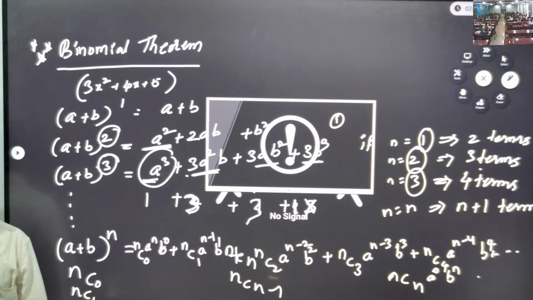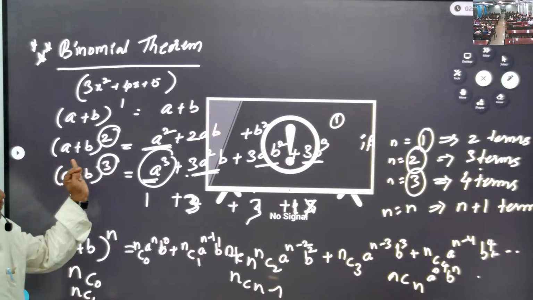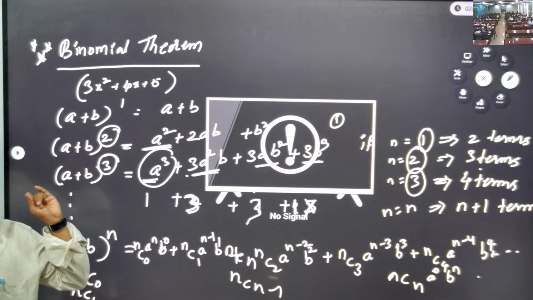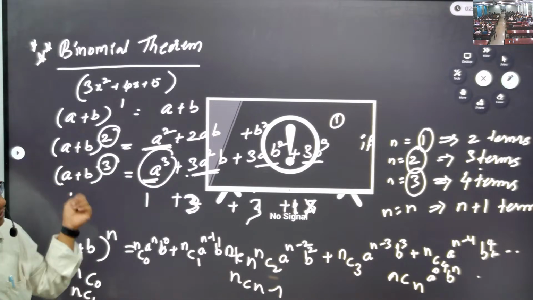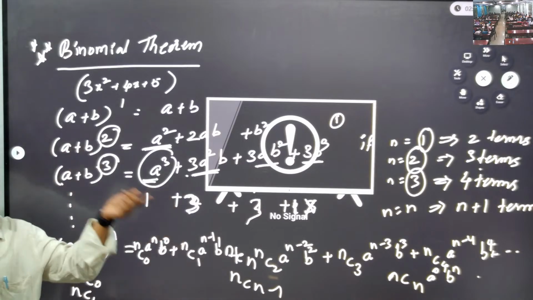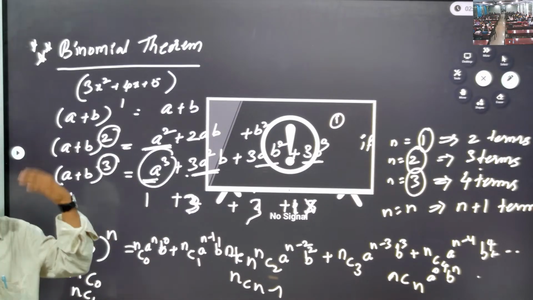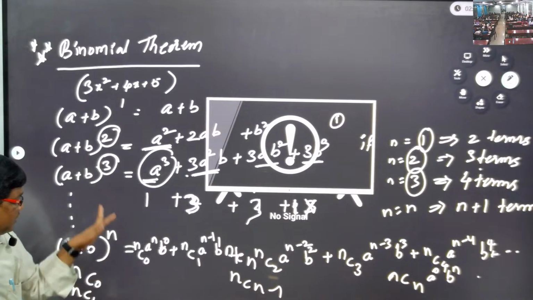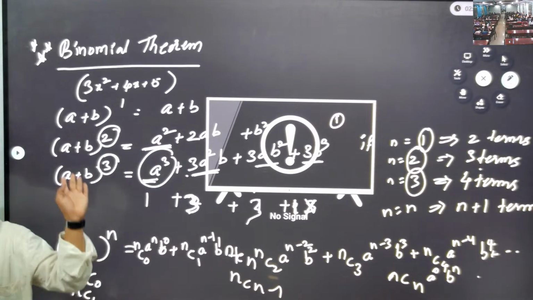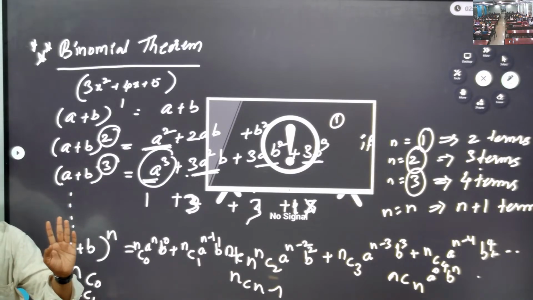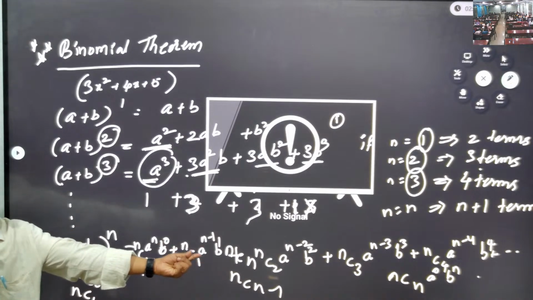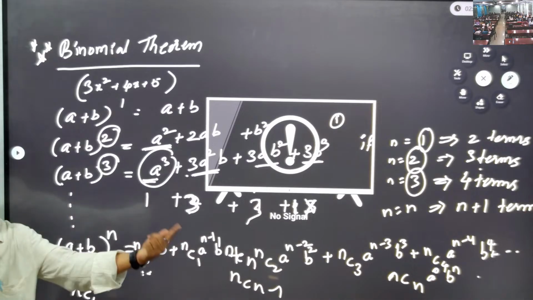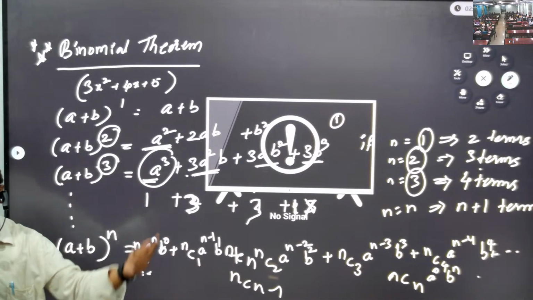First you have to check with your n value. If your n value is equal to 1, you will be getting 2 terms. If n value is equal to 2, you will be getting 3 terms. If your n value is 3, you will be getting 4 terms. If your n value is n, you will be getting n plus 1 terms. And your NC naught value and NCN value will be equal.